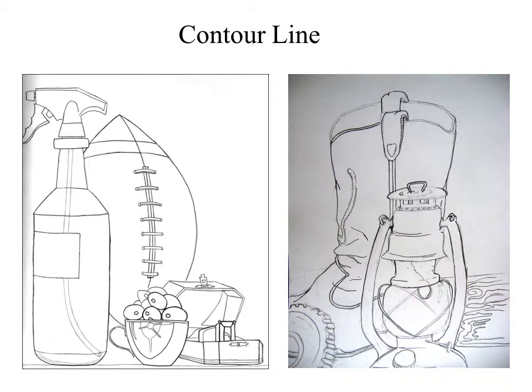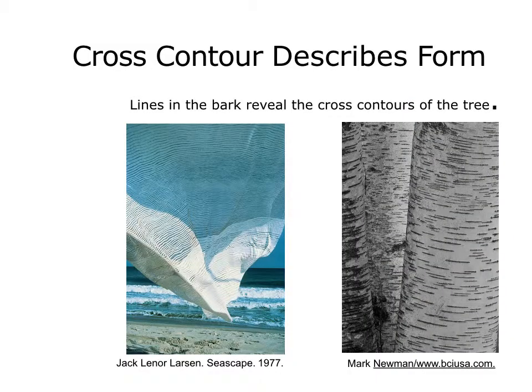A couple examples of contour line drawings by students. We can see it's not just implying a flat shape, these look like three-dimensional forms. Cross contour lines can also help to describe texture. Lines in bark help to reveal the contours of the tree. Lines in the sand or paper or fabric, they help imply the three-dimensionality of the forms.